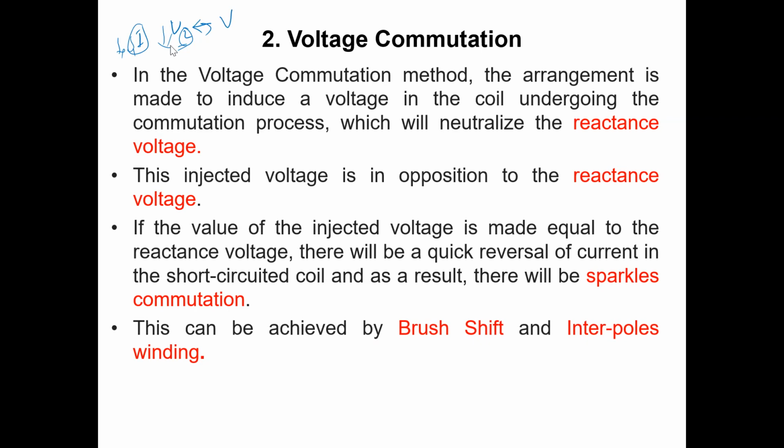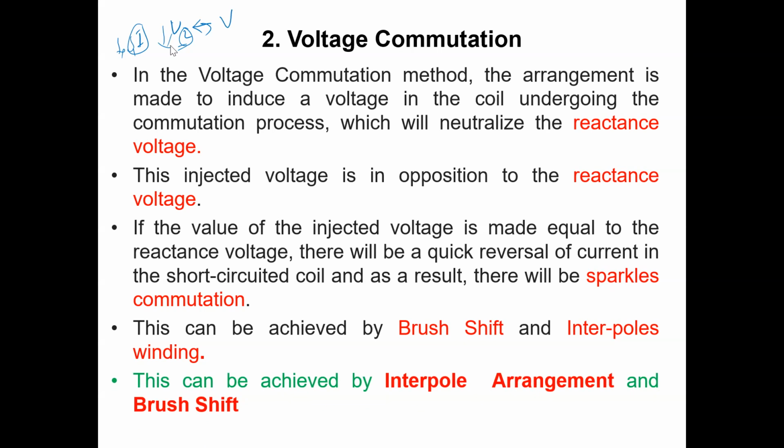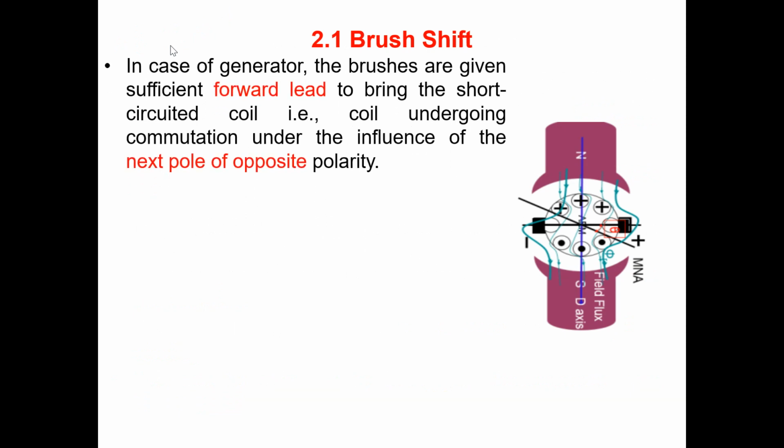This can be achieved by two popular methods: one is brush shift and the other is the interpole. What happens in brush shift? In case of generators, the brushes are shifted forward, given a lead. Forward lead means in the direction in which the rotor rotates.